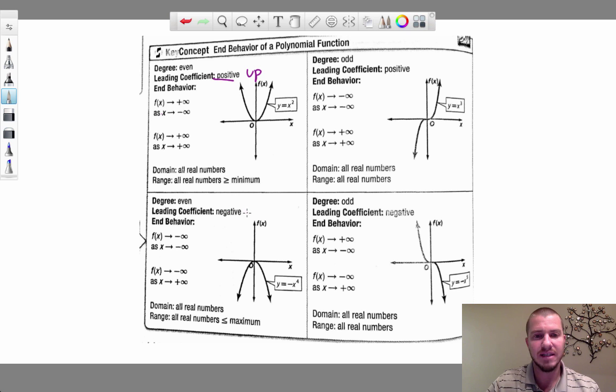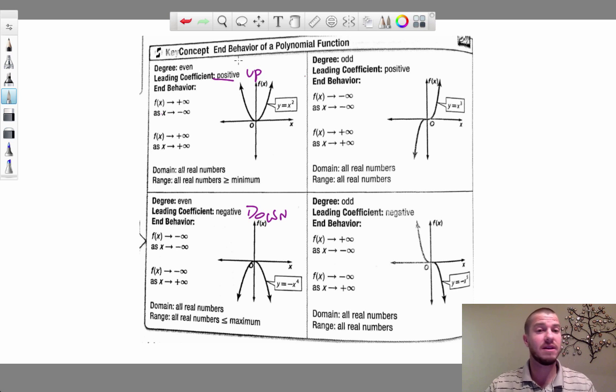When it's even and negative, it means they're both going down, which means f of x is approaching negative infinity in both directions. You're always going to have, as x approaches negative infinity and as x approaches positive infinity, the f of x could be both the same or they could be opposite. So if it's even, they're both going the same way. If it's odd, the f of x are going opposite ways.